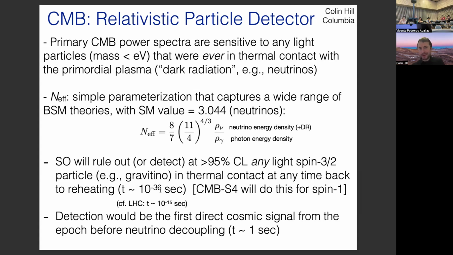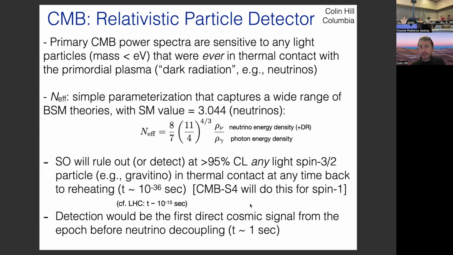If you want the time, that's some minuscule fraction of a second after the Big Bang, which is much, much earlier than you probe, for example, with the Large Hadron Collider. CMB-S4 pushes this then back for spin 1 particles. To get to spin 1/2 or spin 0, you need an experiment that's even more sensitive than CMB-S4. But in principle, this could also happen in the coming decades.